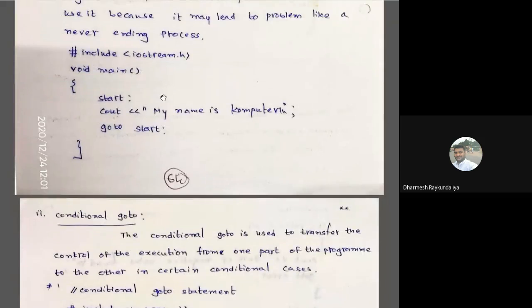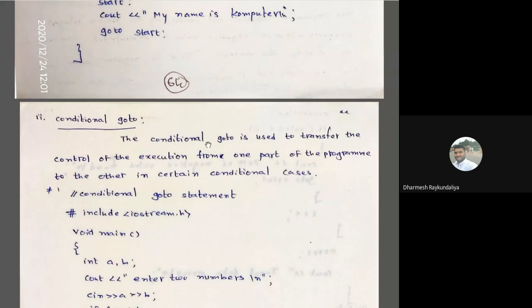So to avoid this kind of situation, we usually go for a conditional goto statement. The conditional goto statement is used to transfer the control of the execution from one part of the program to the other in certain conditional cases. So it will transfer your control from one part of the program to the other part of the program after assessment of a certain condition.